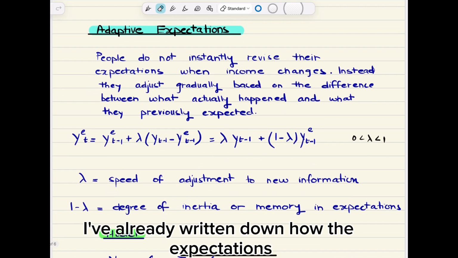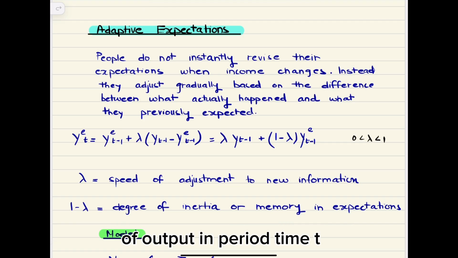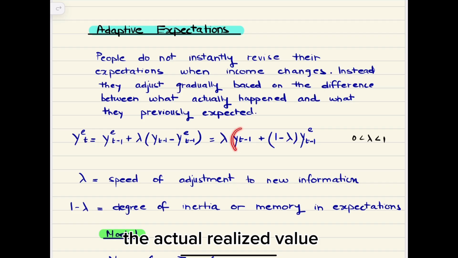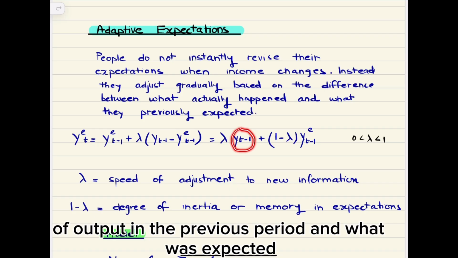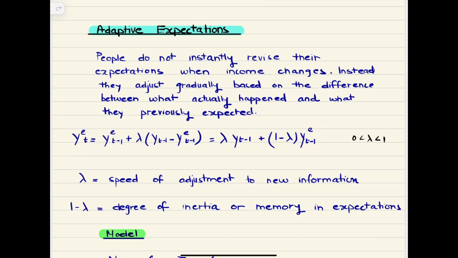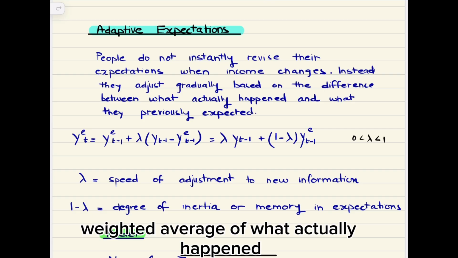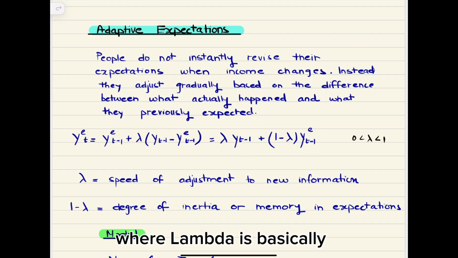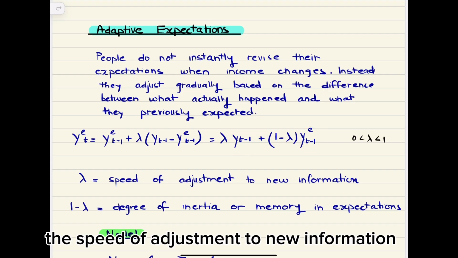So, I've already written down how the expectations of output in period t are described. It's basically a weighted average of the actual realized value of output in the previous period and what was expected in the previous period. So it's basically a weighted average of what actually happened and what was expected to happen, where lambda is the speed of adjustment to new information.